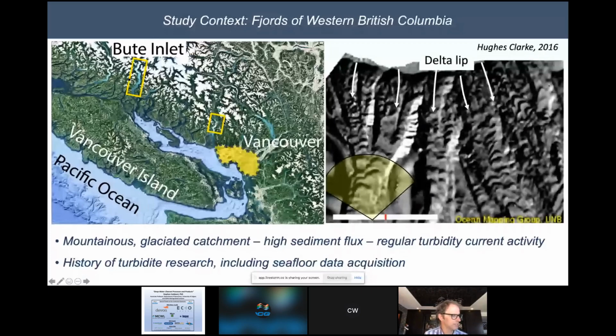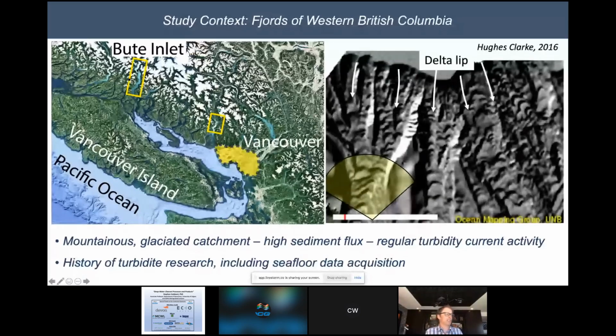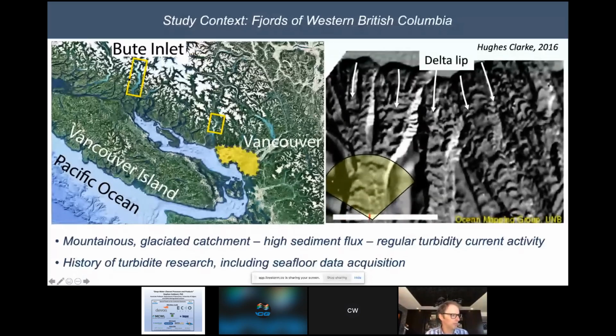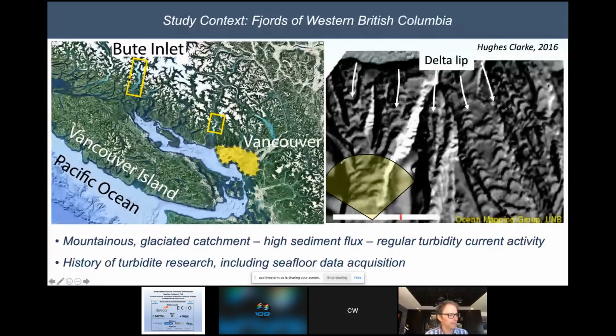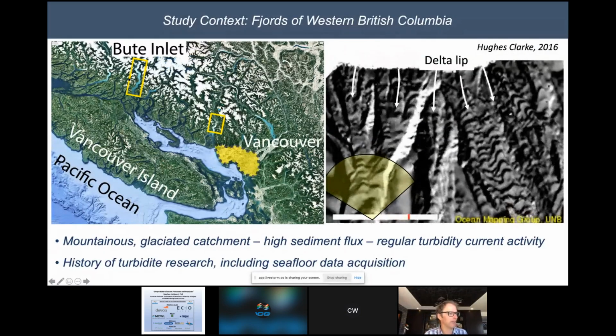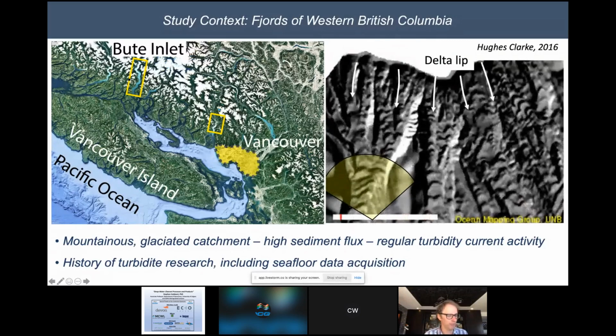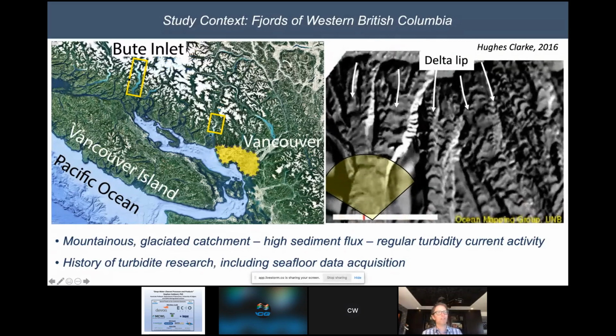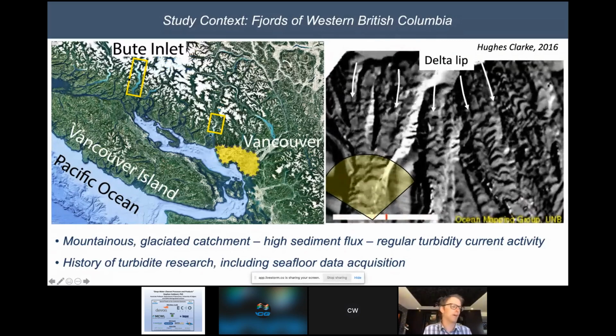But it's at the head of this fjord, and these fjords, there's a whole bunch of them, have been really a target for lots of studies of turbidite systems because there's a huge eroding mountain range here, the Coast Mountain Batholith, shedding sediment at a tremendous rate into these fjords, which then of course means that they're very dynamic systems. We can watch things happen on quite a quick interval.